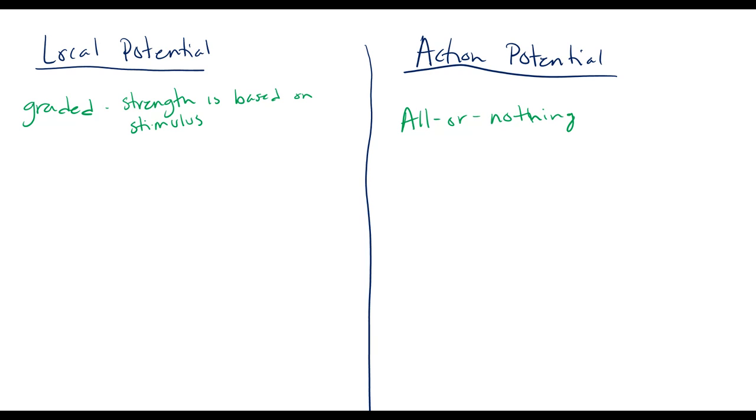Now, in terms of how weak it gets, remember I was describing the local potential, it is what we call decremental. The example they give in the book is like a ripple in a pond. If you were to throw a rock in the pond, the ripples get weaker as they get further and further away from the point of contact. It's the same thing here with the local potential. It gets weaker as it gets farther away from where it originated.